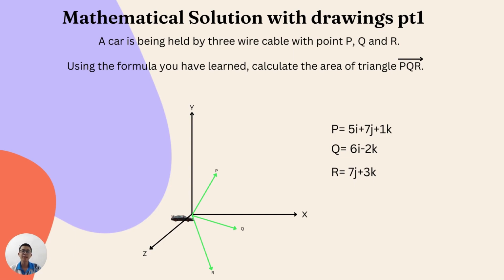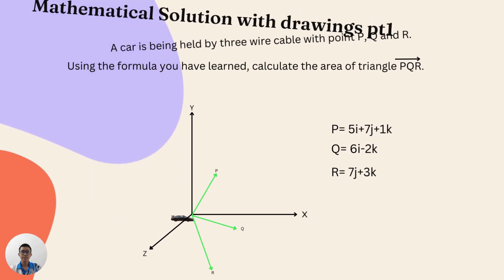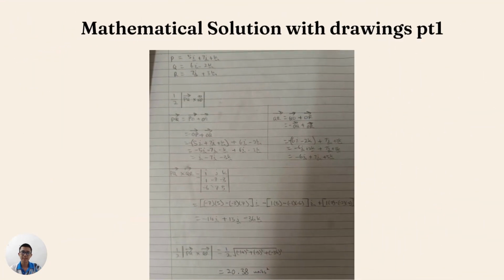So, how do we find it? Well, as given in the picture here below, P equals 5i plus 7j plus 1k, whereas Q equals 6i minus 2k, and lastly, R equals 7j plus 3k. Moving on to the next slide. Over here is a mathematical solution where the drawing was in front.